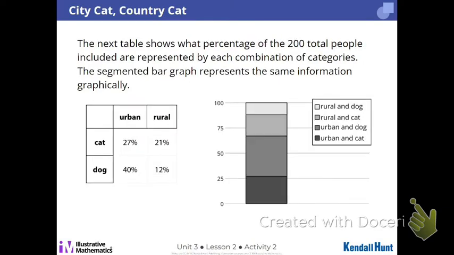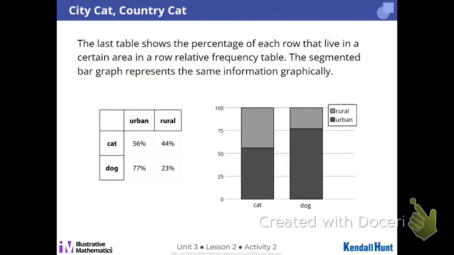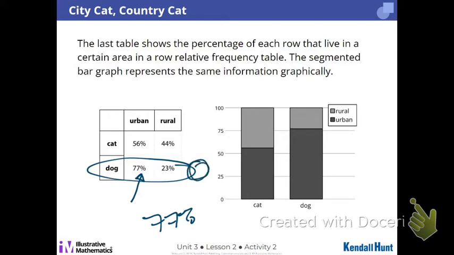So of those that prefer dogs, we need to look at the rows. Oh, I'm back on the 200s. Here we go. Rows. What percentage of the urban like dogs? We're right there, 77%. Okay. And that is of dog people total, right? Dog people total is how they got that, not out of the 200 total.